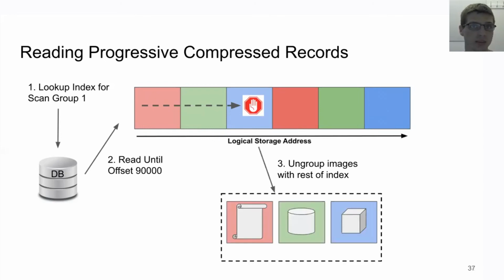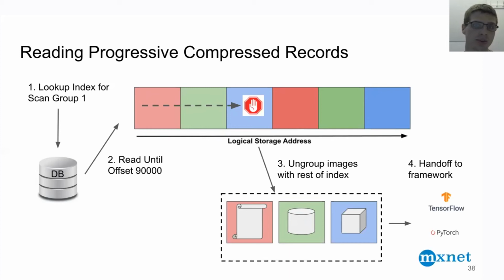Finally, we can ungroup the images in the scan group by using the remainder of the index. We can use the index to split the scan group back into 3 image files. At this point, the images can be processed by any machine learning framework.